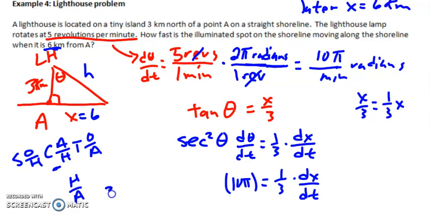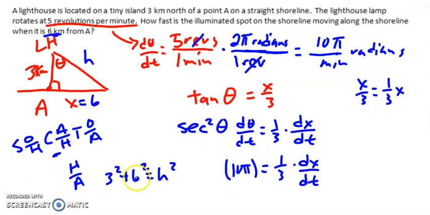So we can do Pythagorean theorem, 3 squared plus 6 squared equals h squared. Do a little bit of arithmetic here, so we'll get 9 plus 36, which is 45. Square root both of those. So h is going to be square root of 45. We can reduce that, but as of right now, let's just go ahead and leave that, because if we now plug in our secant squared here, which is hypotenuse over adjacent, we'll have square root of 45 over 3.